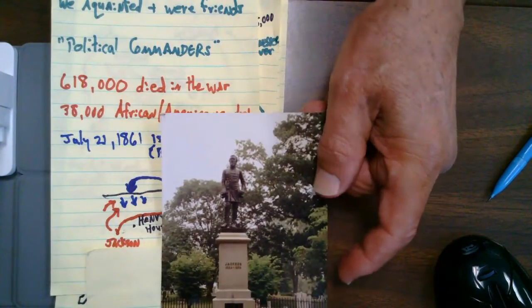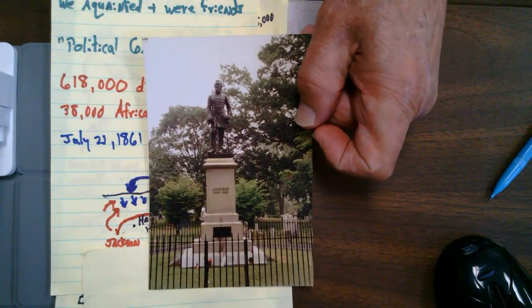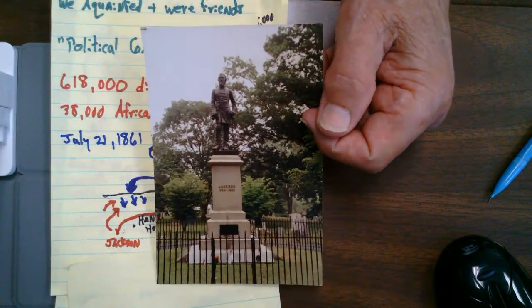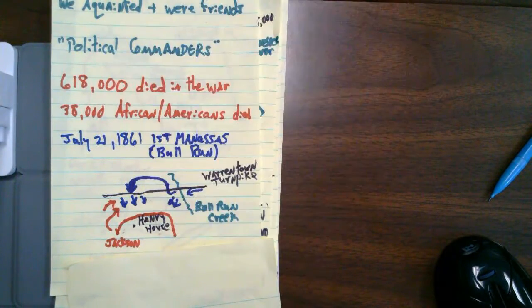And here's a likeness of Stonewall Jackson, actually that's at his burial site. It's a family plot. It's in, if I remember right, I think it's Lexington, Virginia. An interesting place to visit there. VMI, Virginia Military Institute, is likewise present there.